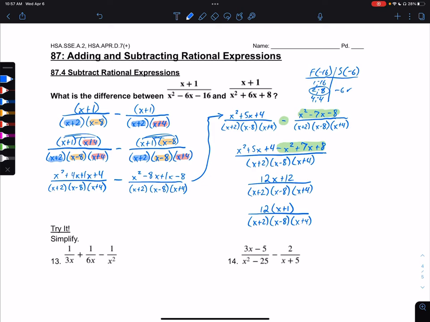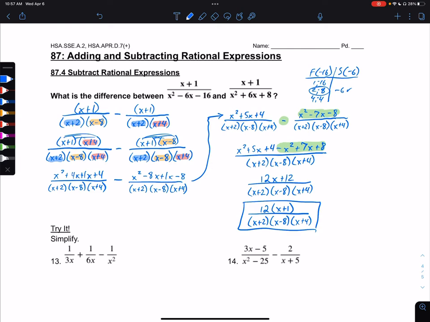In this particular problem, there's nothing that can be eliminated from both the numerator and the denominator, so we are done combining using the difference, right? The difference of the rational expressions. You do need to always factor at the end to make sure nothing can be eliminated or reduced.